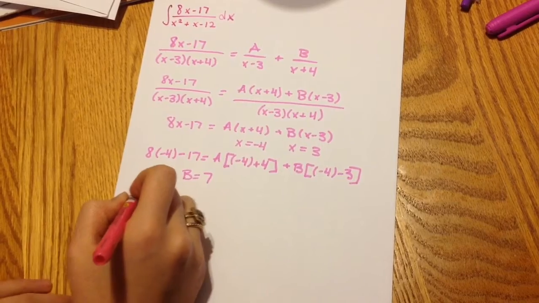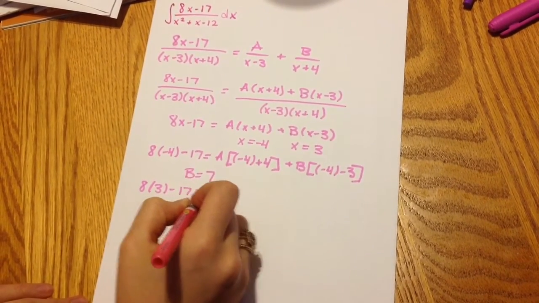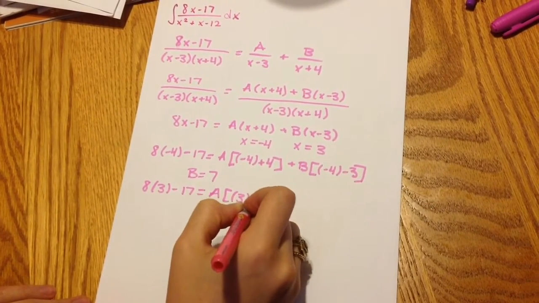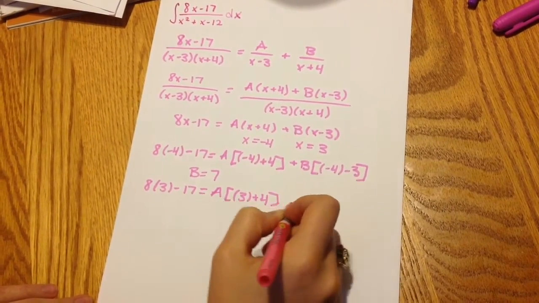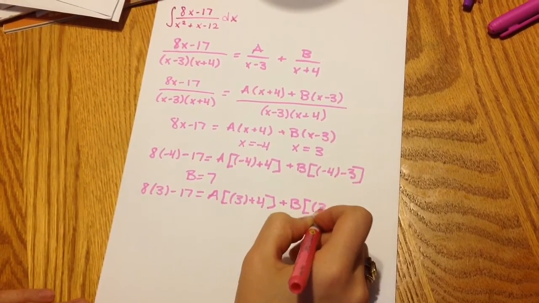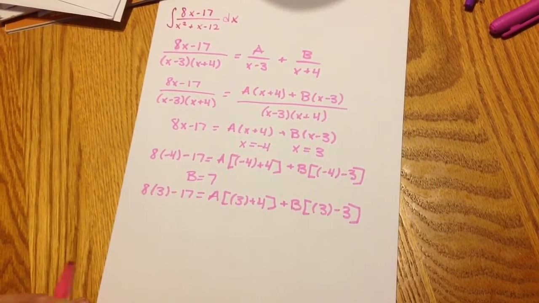Now it's time to find A. So now we plug 3 into all of the x's, and we have 8 times 3 minus 17 equals A times 3 plus 4 plus B times 3 minus 3. The 3's cancel out, and we find that A is equal to 1.